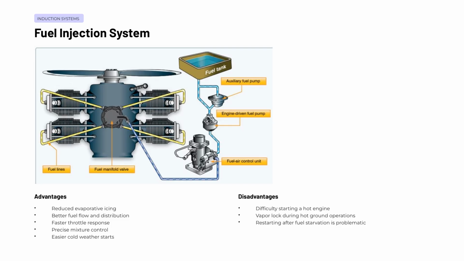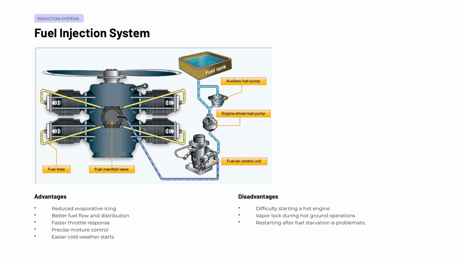Fuel injection systems offer several significant advantages over carburetor-based induction systems, and understanding both sides of the equation is essential for safe operations. On the advantage side, fuel injection virtually eliminates evaporative icing since there is no venturi or throttle body where fuel evaporation can cause temperature drops. Fuel distribution to each cylinder is more precise and consistent, which improves engine efficiency and performance. Throttle response is noticeably crisper, mixture control is more accurate, and cold weather starting is generally more reliable when proper procedures are followed. However, fuel injection systems do come with their own set of challenges.